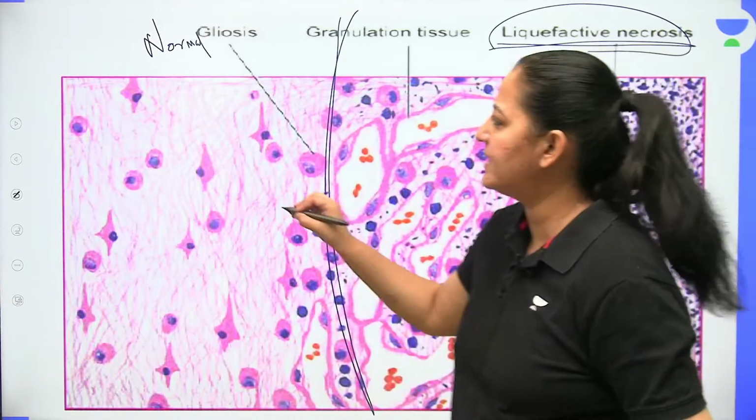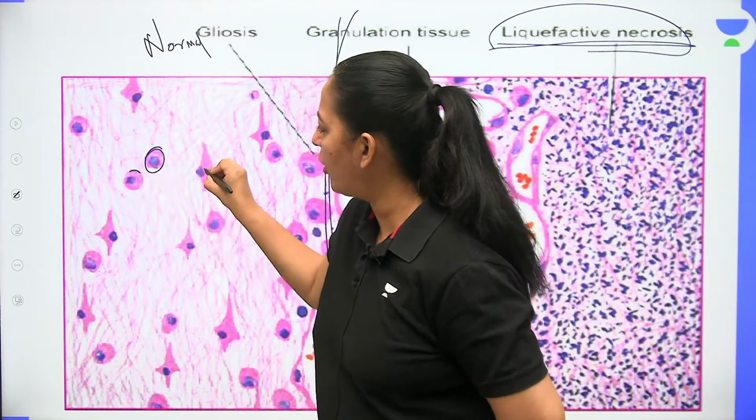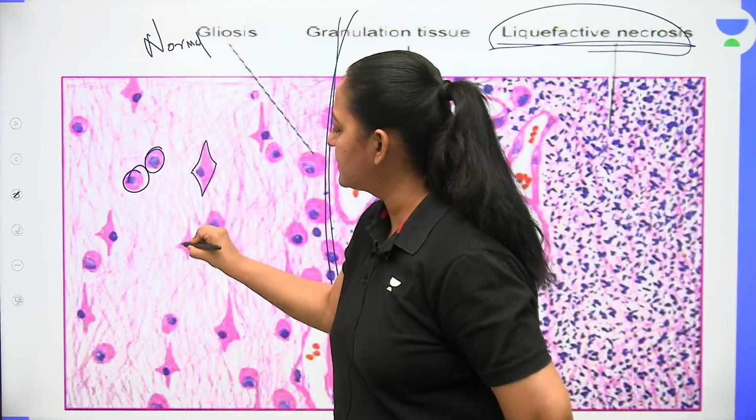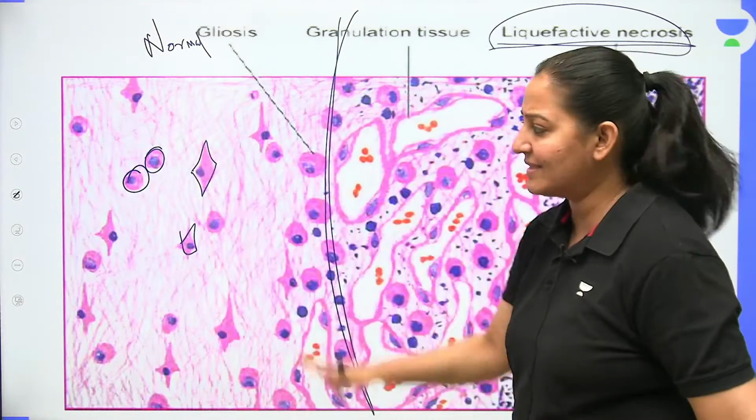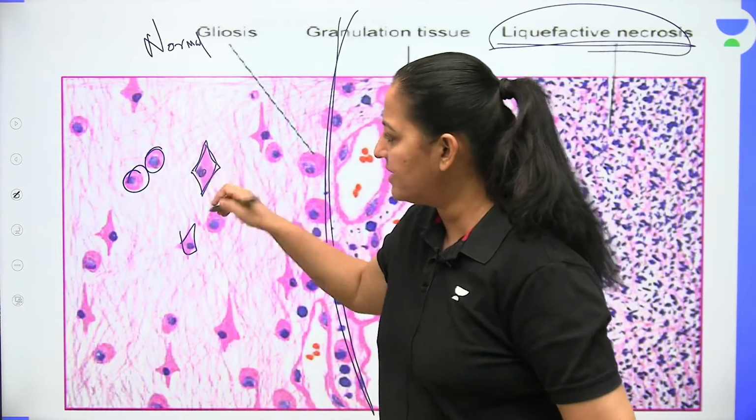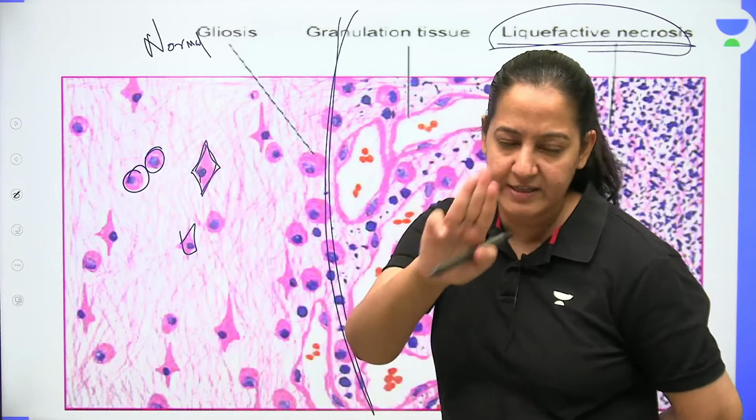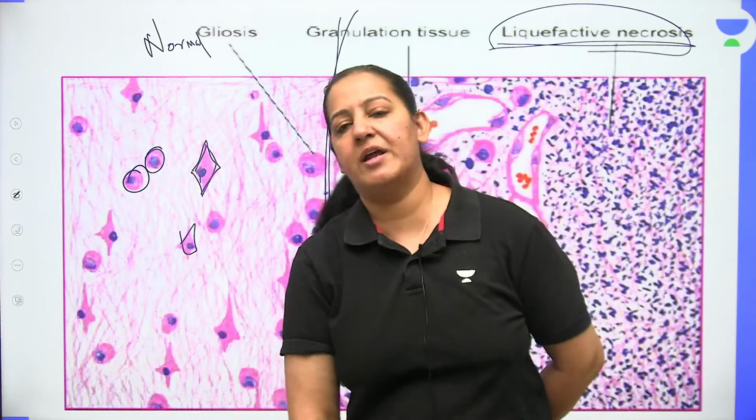Now, normal brain, can you see the cells? Yes, I can see these are the neurons and oligodendrocytes. The background is fibrillary. This is a normal brain. I can see the outline of the neurons, the nucleus, and the cytoplasm. All three details are visible to me. Neurons, oligodendrocytes, various cells are there. Background is fibrillary. It's very beautiful.